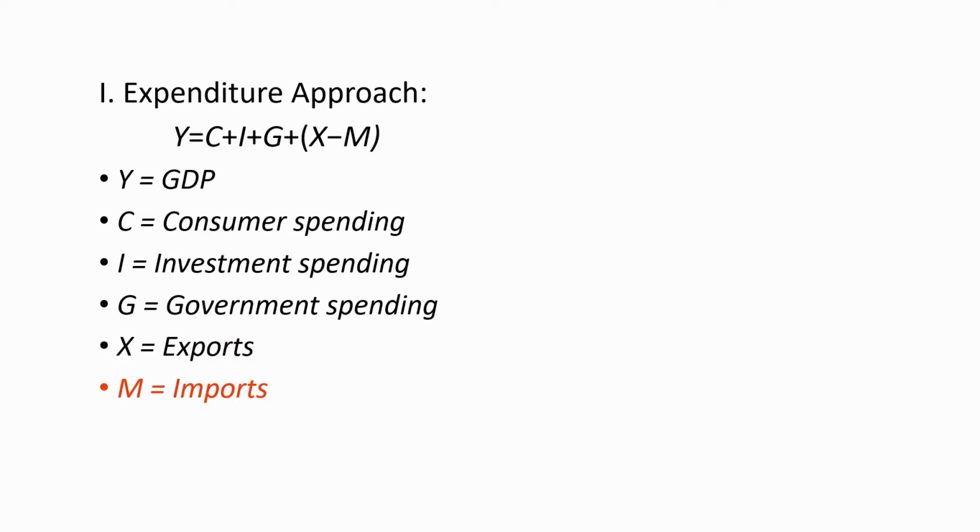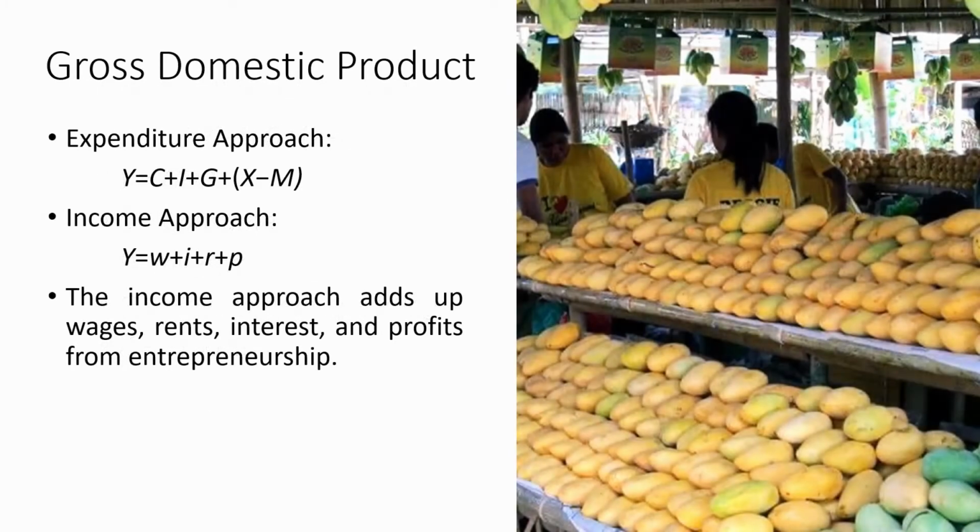Okay, so you just add them all up and you will have the total spending in a country. So X minus M, that's exports minus imports, that's actually the balance of trade. As much as possible, we want to have more exports than imports. This will give us a positive figure. So it adds up to our national income or the GDP.